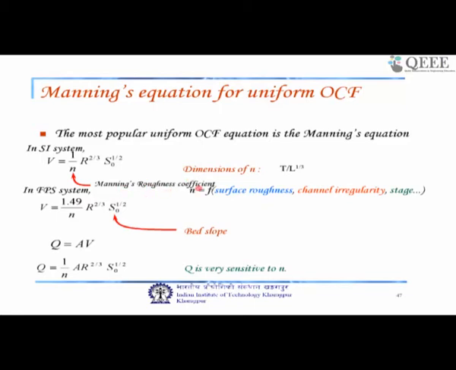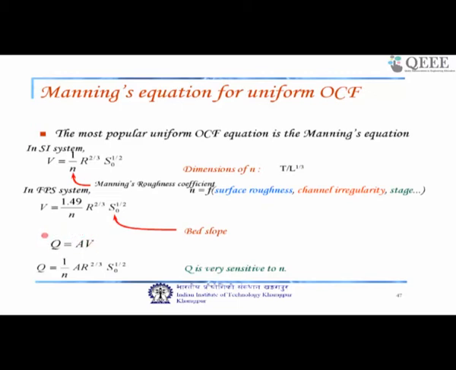In this case, Manning's roughness coefficient N is a function of surface roughness, channel irregularity, stage and other parameters. In the FPS system we write it as V equal to 1.49 divided by N R to the power 2/3 S to the power half. What is the dimension of this quantity? The dimension of N is T L to the power minus 1/3.